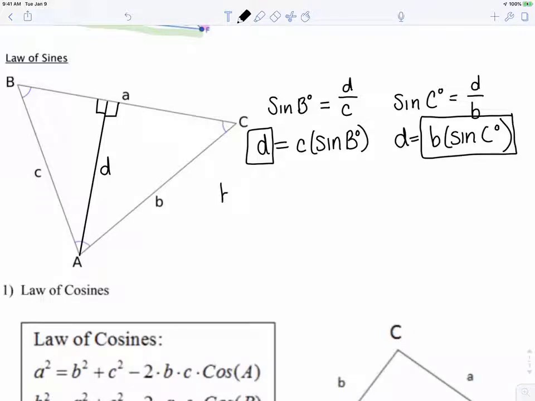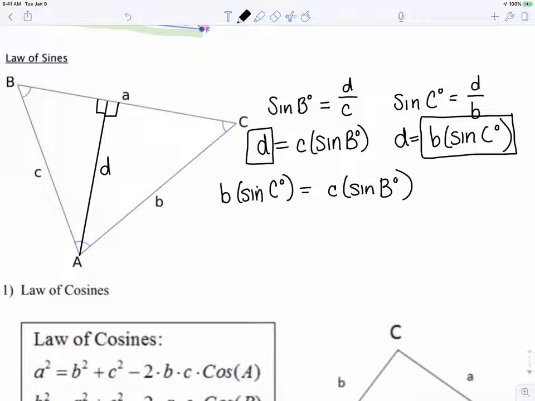So I have b times the sine of angle C. That's equal to little c times the sine of B. That's the law of sines, guys. That's a formula showing how the parts of a non-right triangle fit together. The thing is, we usually don't leave it looking like that.